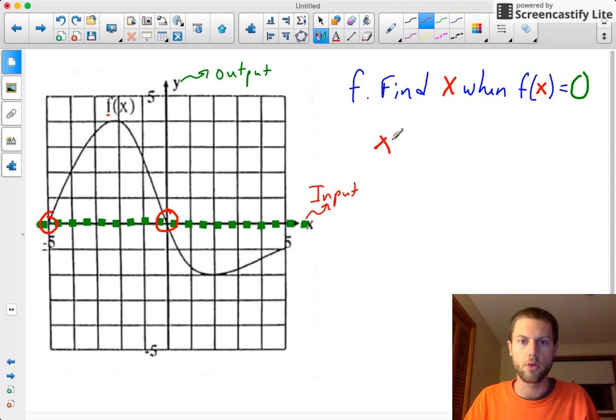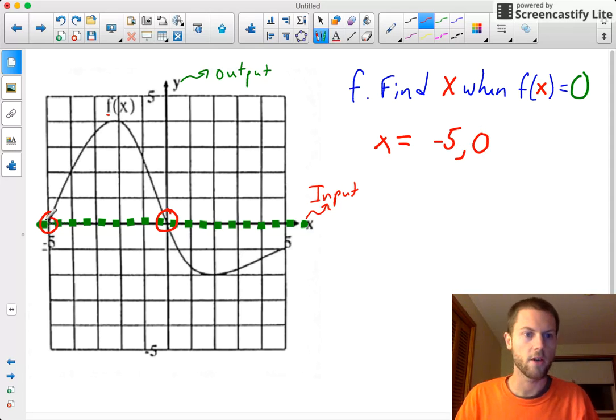So x is going to equal two things. It's going to equal -5, and x will also equal 0. For when x is equal to -5, I have an output of 0. And when x is equal to 0, I have an output of 0 on my function.